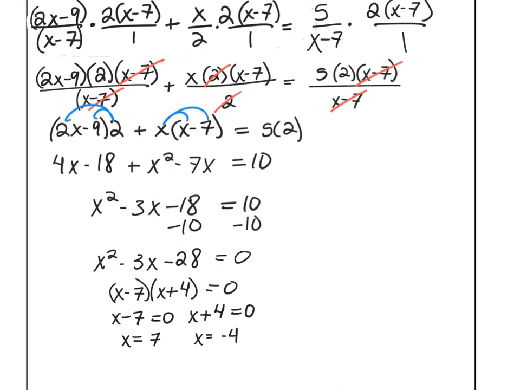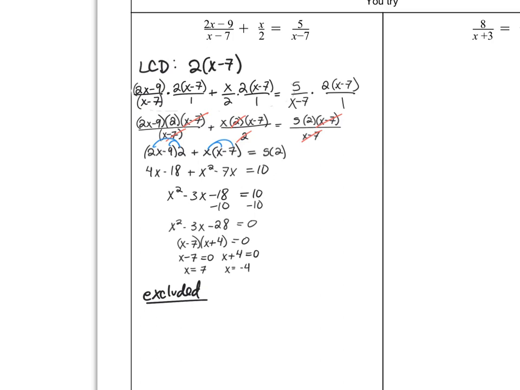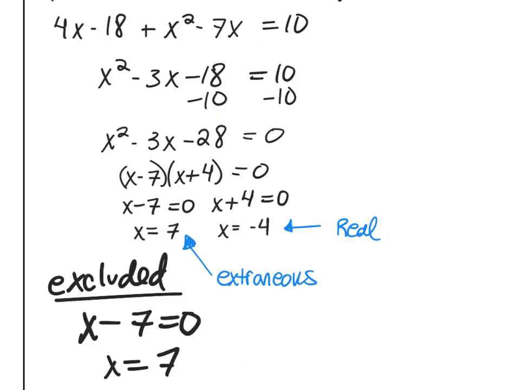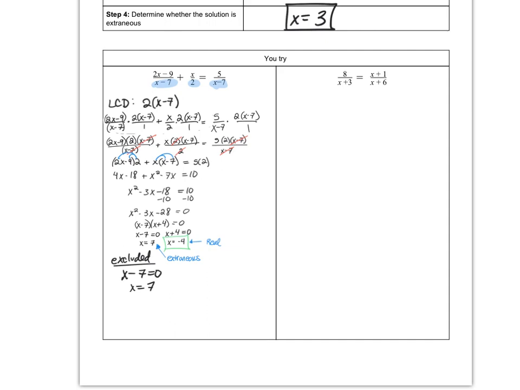Let's consider our excluded values. So let me go back to the very beginning. Remember, at the beginning, our denominators were x minus 7 and 2. Neither of those denominators are allowed to equal 0. 2 will never equal 0, but x minus 7 equals 0 when x equals 7. So x equals 7 is excluded. That tells us that we only have one true solution here. x equals 7 is therefore extraneous, and x equals -4 is going to be our real solution. So your steps are to find the least common denominator, multiply each term by that, and then simplify and solve. Try it again on the next example.